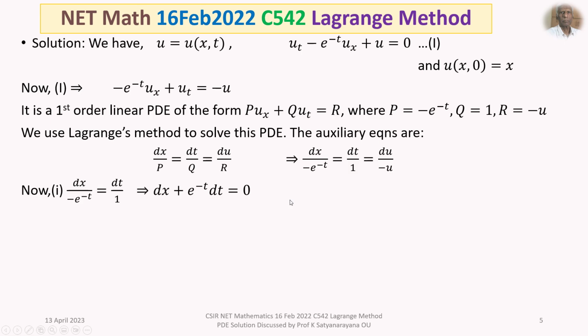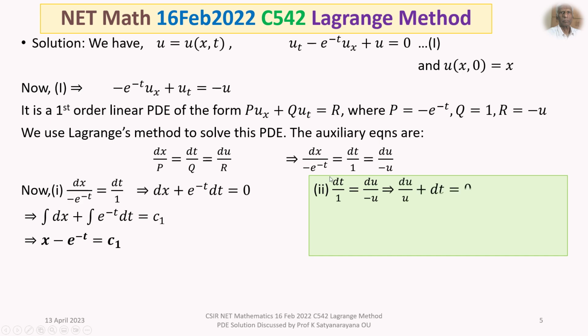The variables are separated. We are solving by the separation of variables method. Now integrate. So the integral of dx plus integral of e power minus t dt is equal to c1, where c1 is an arbitrary constant. Integrating, we get x, and the integral of e power minus t is minus e power minus t, is equal to c1. That is the first solution of these auxiliary equations. We'll try to get another solution for this.